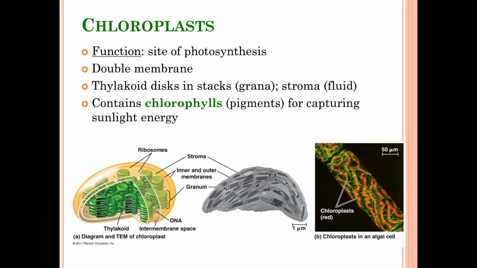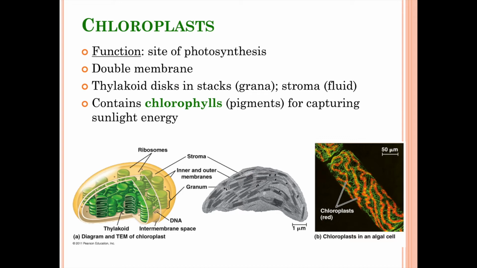So those stacks, those coin-like things, are called thylakoids. Those are the discs, and then a whole stack of them is called a granum, and grana is multiple stacks. And the fluid surrounding those stacks, the grana, is called the stroma. So in mitochondria, the fluid is called the matrix. In the chloroplast, the fluid is called the stroma.